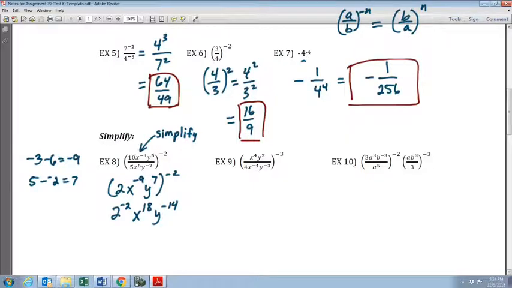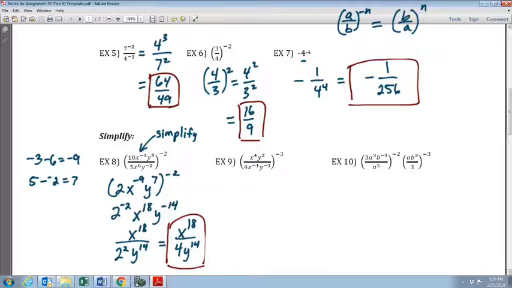Now remember what I talked about earlier. We want to move the bases with negative exponents downstairs here. So the x to the 18th is not going anywhere, but we're going to have 2 squared and y to the 14th in the denominator. And of course 2 squared is 4, so that's going to be my final answer there.